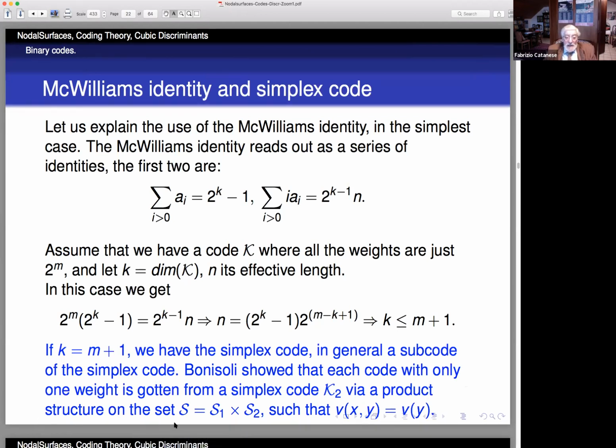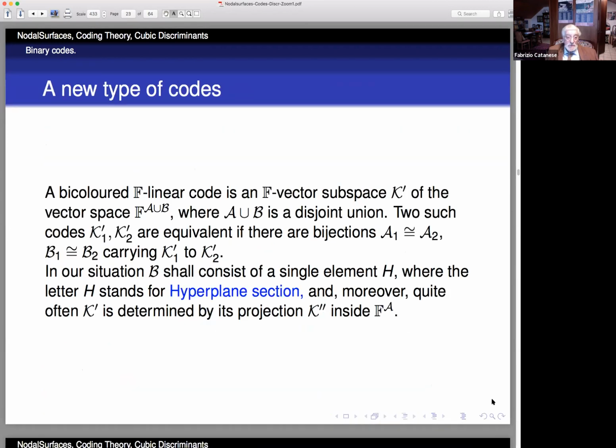simply via a product structure on the set S, we write S equals S1 times S2. We take the simplex code on S2, and then we take the functions of x and y, which just depend on y. So it's just a repetition, a code with only one weight is a repetition somehow of the simplex code.